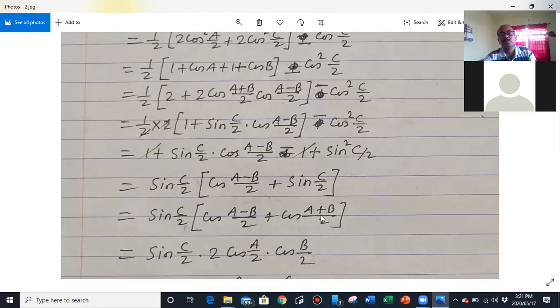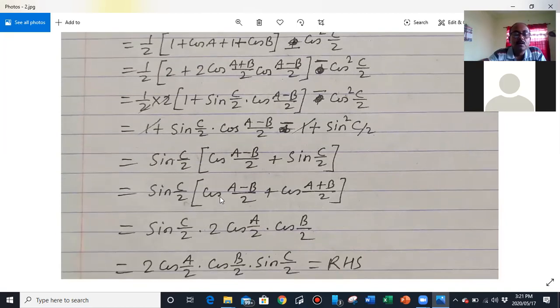So cos (a plus b) by 2. This can be understood as cos (a by 2 minus b by 2) plus cos (a by 2 plus b by 2). It resembles the formula cos (a plus b) plus cos (a minus b), but with half angles. So it will be 2 cos a cos b, meaning 2 cos a by 2 cos b by 2 in this context, because every angle is divided by 2. So write in the order of ABC: 2 cos a by 2 cos b by 2 sin c by 2, that is RHS.